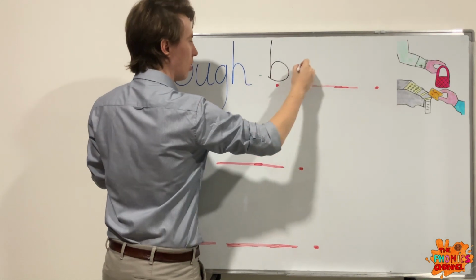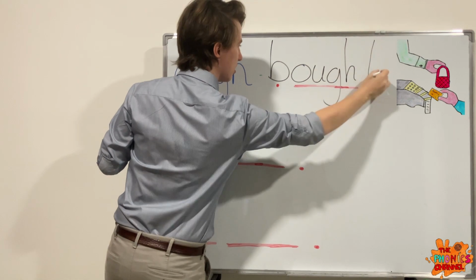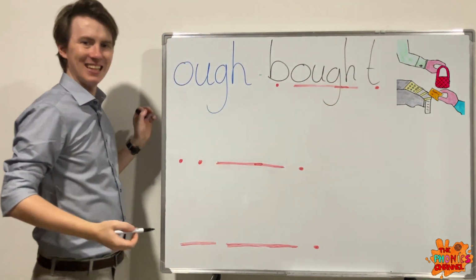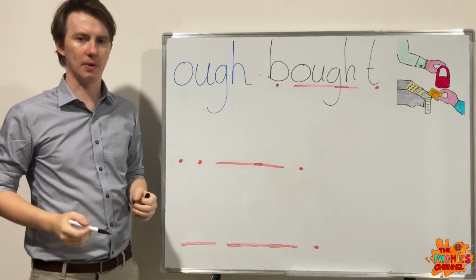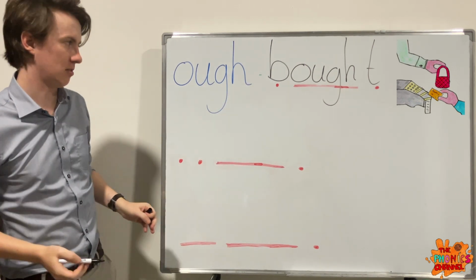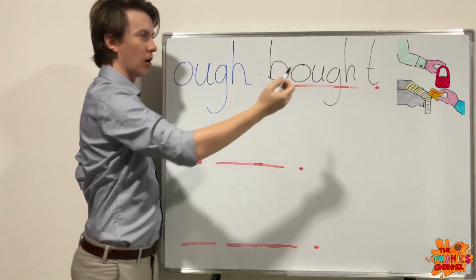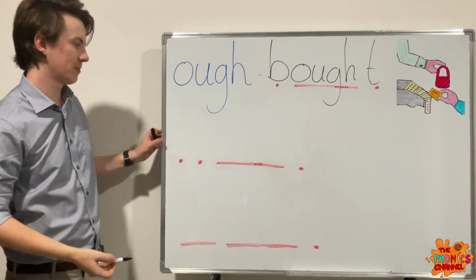B, O, T, bought. Yesterday I bought some groceries from the supermarket. I bought them. Okay, talking about the past. Past tense word. B, O, T, bought. 6 letters, 3 sounds.